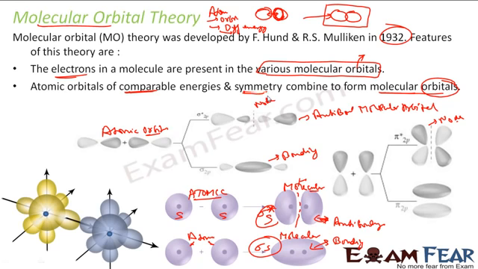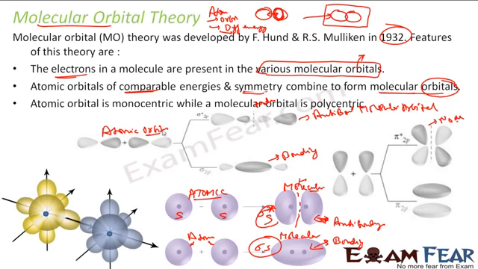So we'll explain these more when we discuss this in detail. Also note that this atomic orbital is monocentric. If you see, this one has one nucleus, but when you talk about molecular orbital, it's polycentric. In this case, there are two nuclei. So in atomic orbitals, there is one nucleus, monocentric. But molecular orbitals are polycentric. In this case, two nuclei.